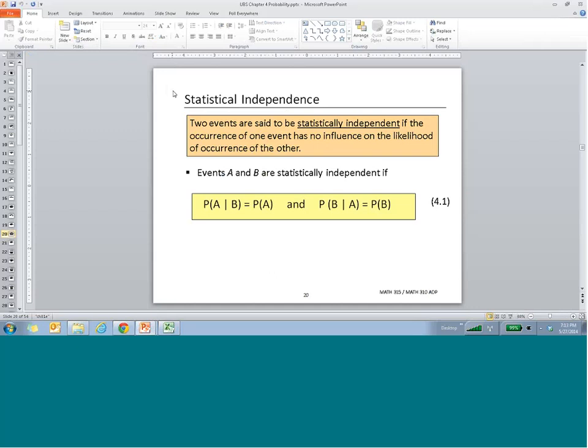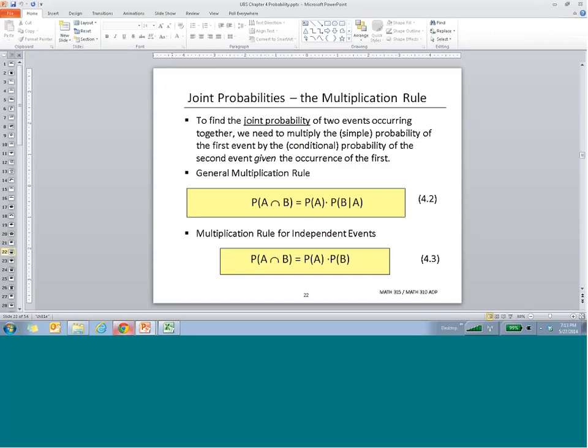Let me turn in my pages here. Statistical independence, where I talked about, I'm not going to beat that up. Let me close this one.